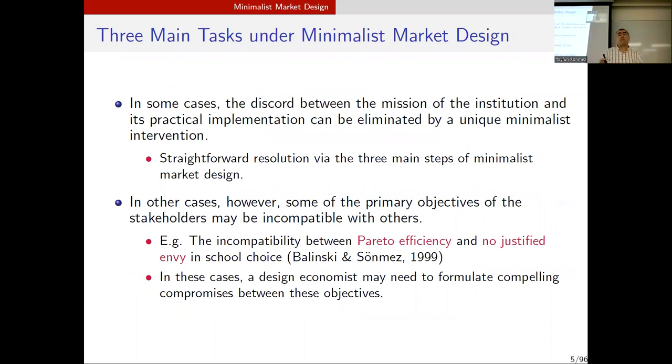Now, in some cases, the discord between the mission of the institution and its practical implementation can be eliminated by a unique minimalist intervention. Then the solution is straightforward. Straightforward doesn't mean that it's easy to find. It's typically not easy to find. But if there was a very clear error, a root cause, and you know how to fix it, and there is only one way to fix it, then a very compelling case can be made for an alternative design. In lectures 2 and 3, we'll give examples of that from Army's branching system and affirmative action in India.